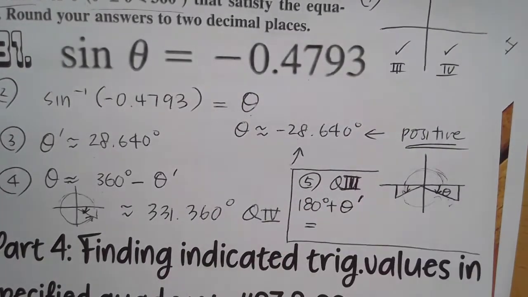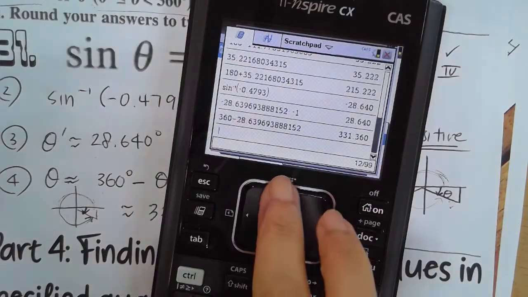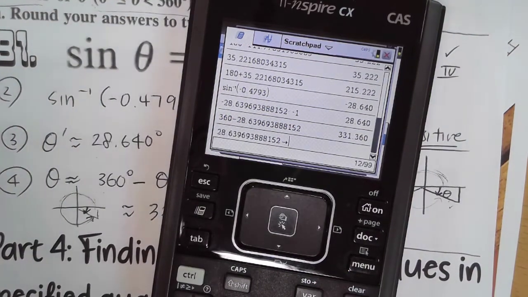Let's see what we get there, okay? Another thing that you guys can do if you don't want to scroll up is you're going to take this value here. If you want, you can store it. You can store it as, and you can call it however you want.